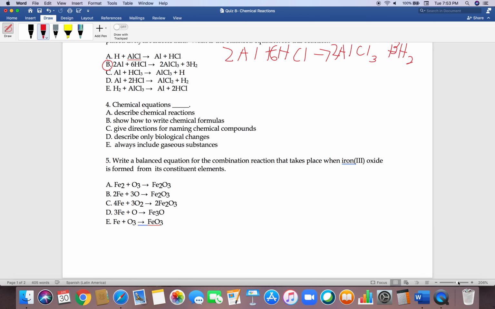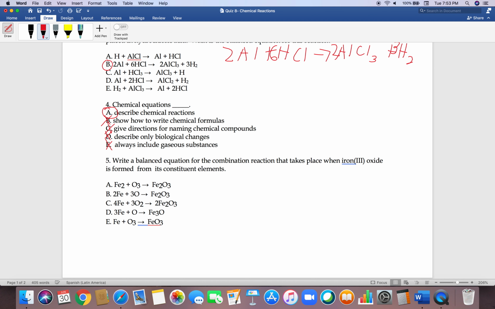Number 4 is a conceptual question. It says chemical equations: A, describe chemical reactions. B, show how to write chemical formulas? Okay, so it doesn't show how to write chemical formulas. Does it give directions for naming chemical compounds? No. Does it describe only biological changes? No. Does it always include gaseous substances? No. But it always describes chemical reactions. Equations describe chemical reactions. So the answer here would be A.